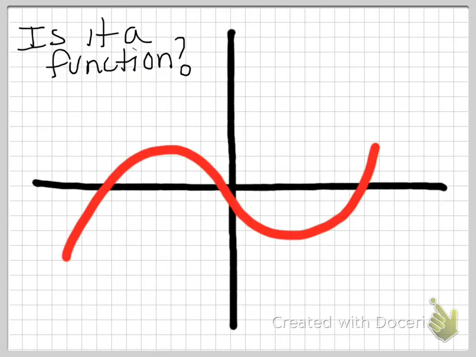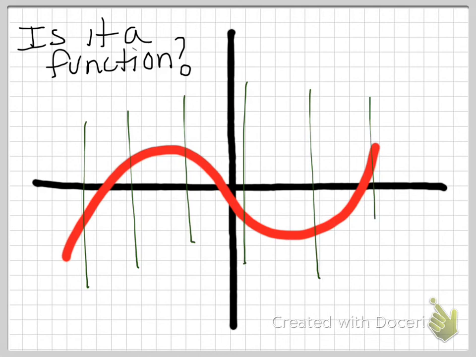And our last example here. So if we draw vertical lines, we have here, here, here, and we still don't cross at more than 1 point. So yes, this one is a function as well.